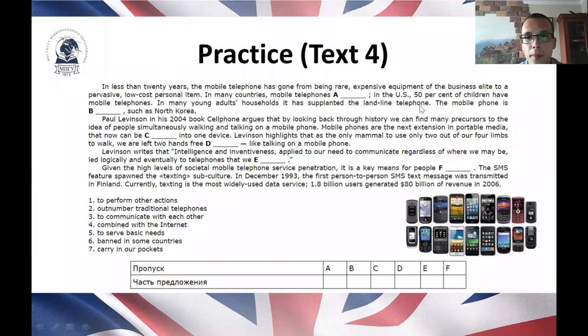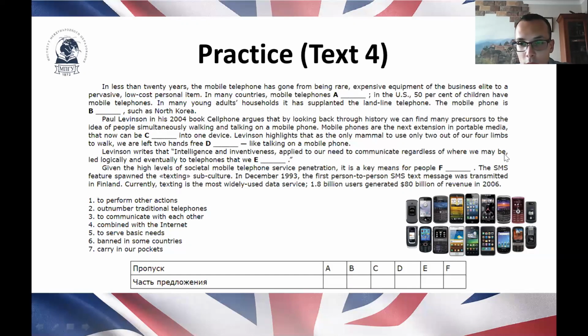D. "Levinson highlights that as the only mammal to use only 2 out of 4 limbs to walk, while left 2 hands free." Quite interesting sentence, I like it. Like talking on a mobile phone. So, like talking on a mobile phone, it is some kind of view. So, why did you choose? What helped you to choose?